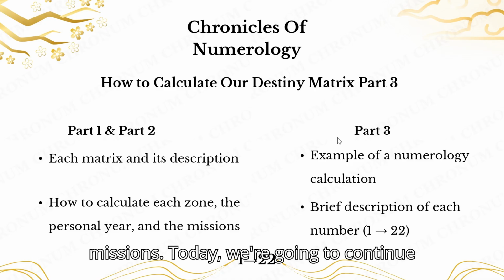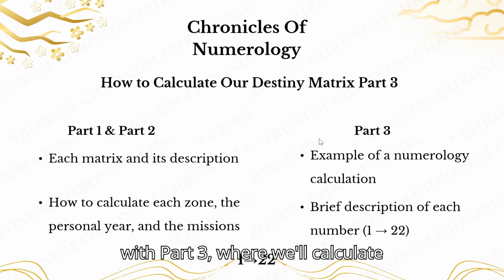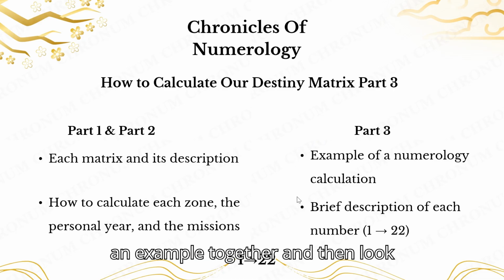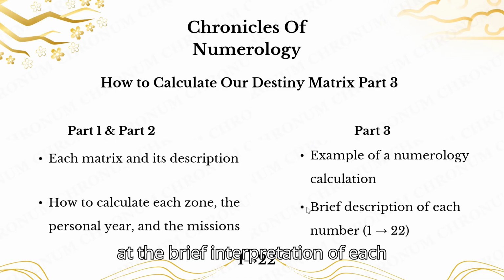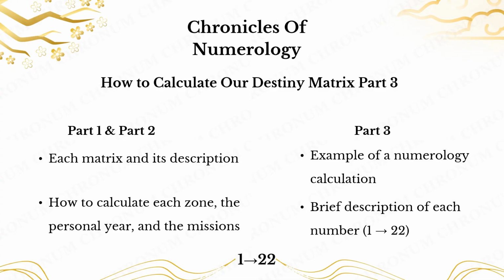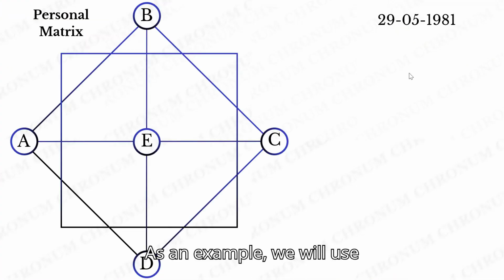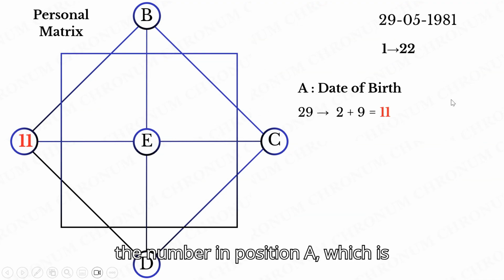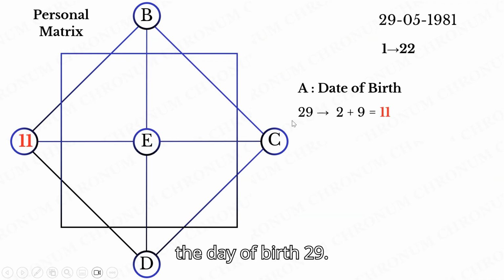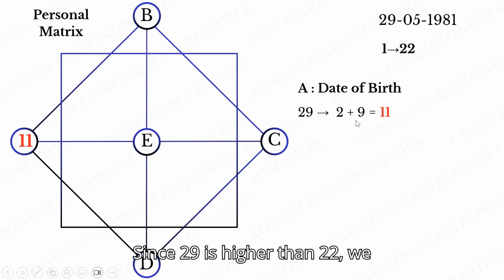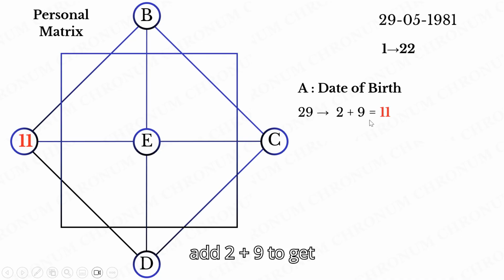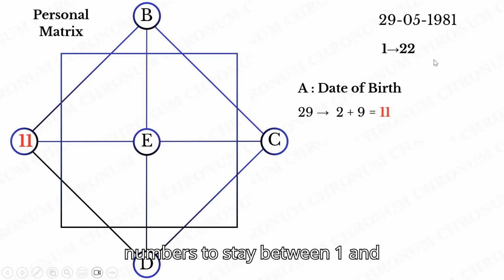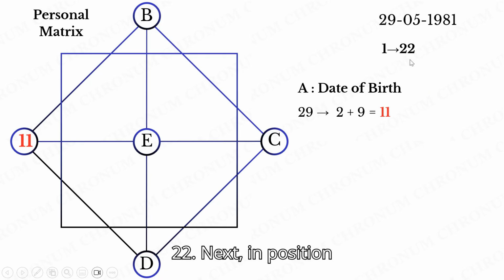Today we're going to continue with part 3, where we'll calculate an example together and then look at the brief interpretation of each number. Let's get started. As an example, we'll use a person born on May 29, 1981. We begin with the number in position A, which is the day of birth, 29. Since 29 is higher than 22, we add 2 plus 9 to get 11. We always reduce numbers to stay between 1 and 22.